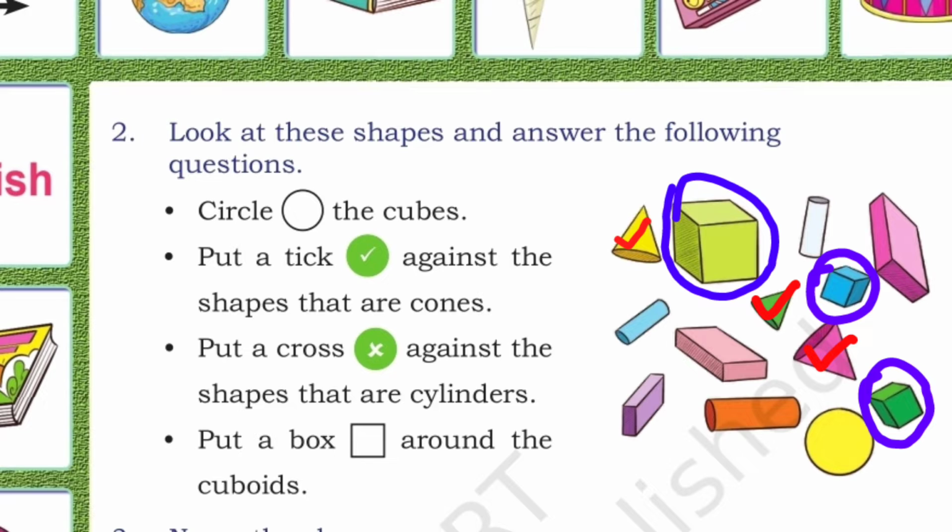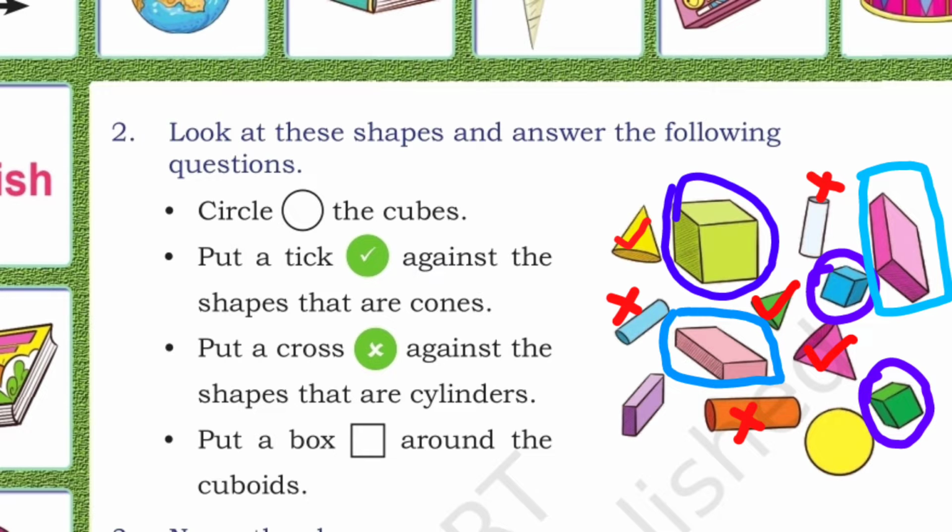Then put a cross against the shapes that are cylinders. So we have to put a cross. We have a white cylinder here, another blue one, and an orange cylinder. Then put a box around the cuboids. So we have cuboids here, a pink one, another pink one, and a purple one. So we have to put a box around the cuboids. So we have done it. We have a yellow circle here. Did you notice? This question was not asked here, but there is a yellow circle.